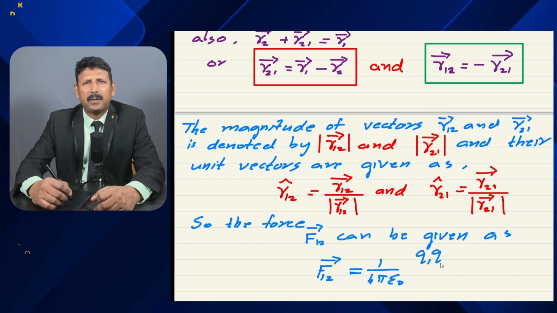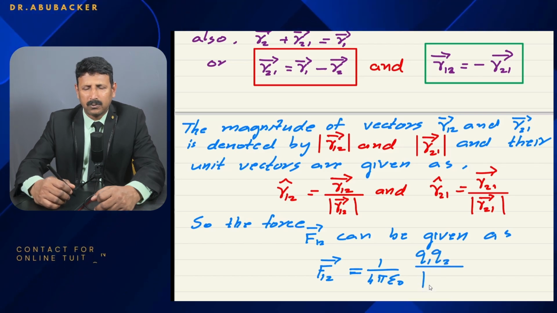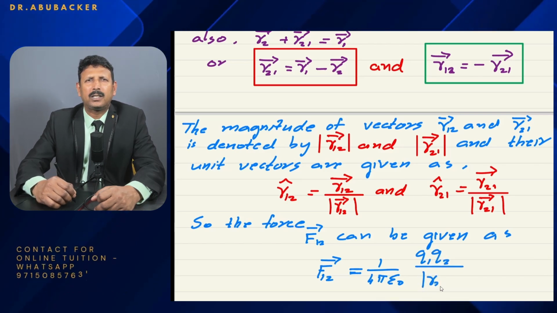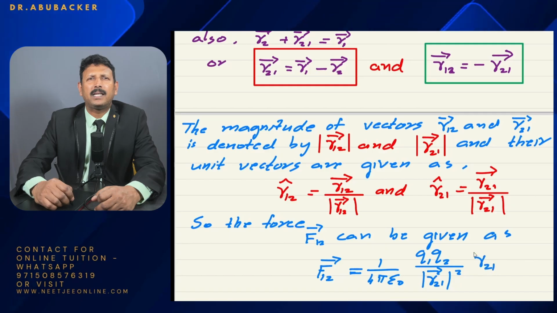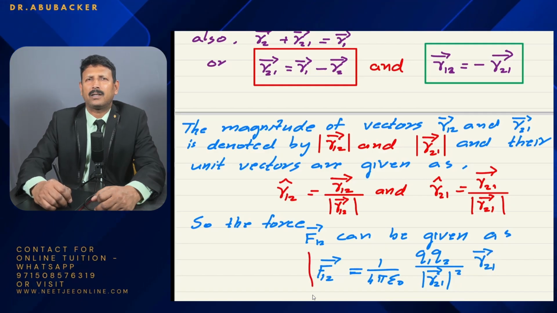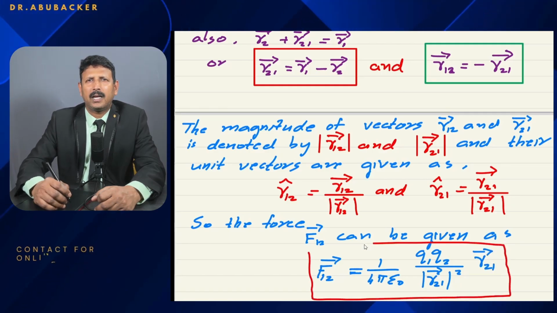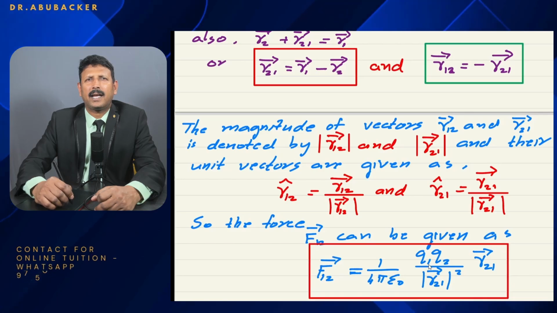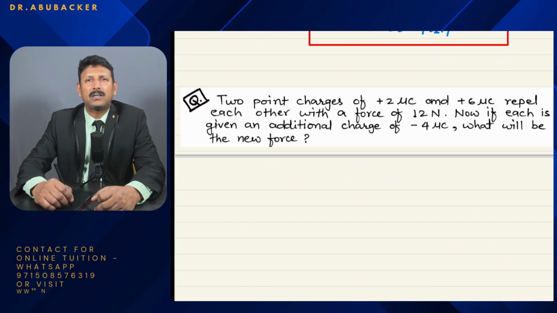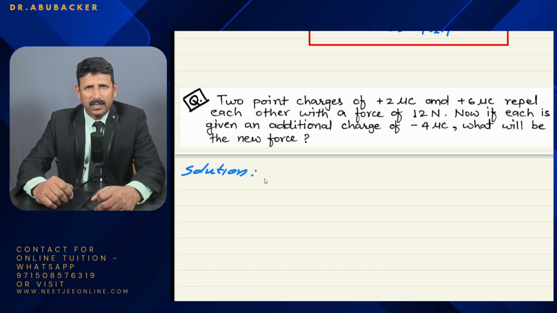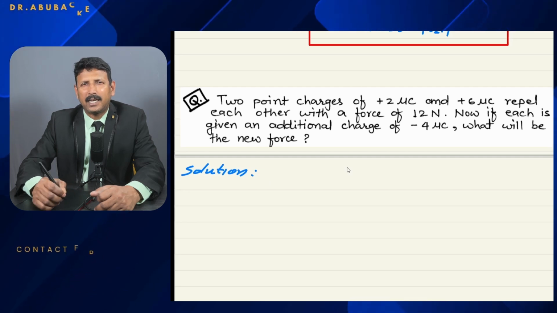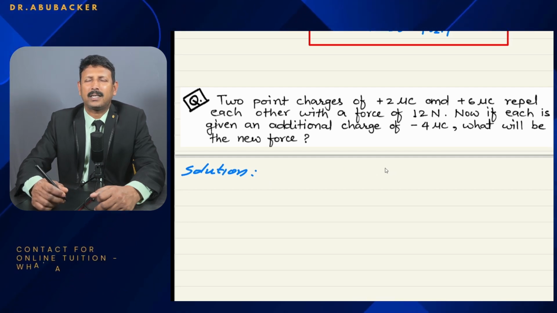Now we can have one numerical related to Coulomb's force law. Okay, the question: two point charges plus 2 microcoulomb and plus 6 microcoulomb repel each other with a force of 12 Newton. This is situation 1. Now if each is given an additional charge of minus 4 microcoulomb, what will be the new force? So this is like a current situation given, then there is a change in the situation, then what is the new force? That is the question.